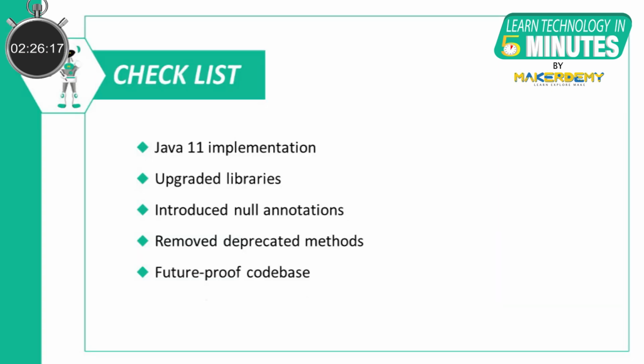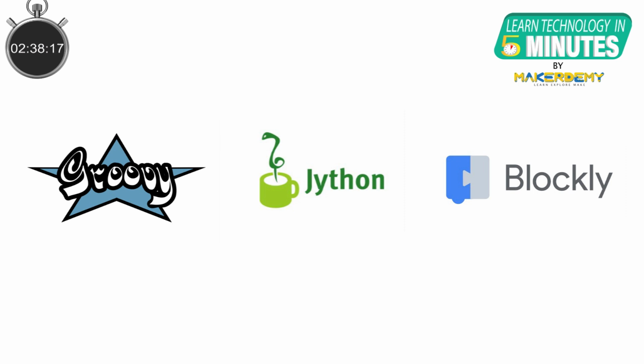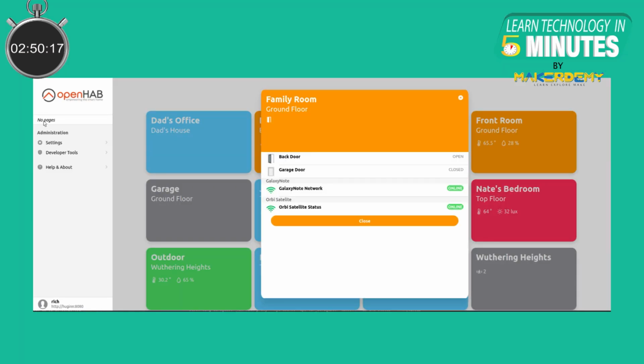These are some of the changes made to the OpenHAB framework. The implementation is in Java 11, whereas version 2 was in Java 8. Upgraded libraries and the codebase have been made future-proof. Another important feature is the support for different rule scripting languages such as Groovy, Jython, and Blockly, apart from the default OpenHAB rule DSL and JavaScript. Without compromising its core functionality and flexibility, the developers have revamped the platform's interface that makes it user-friendly for beginners while improving upon the existing features.